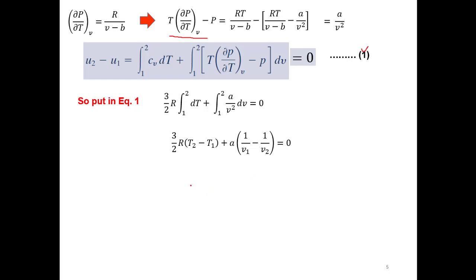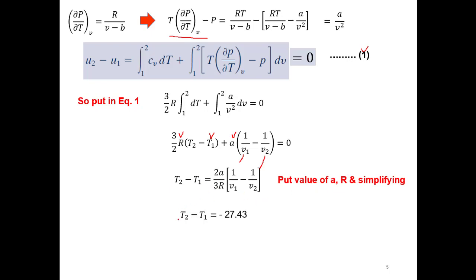So you can see from here, we know the initial volume. Initial volume was equal to 0.2, and the final volume when the partition was removed was equal to 0.4 cubic meter. And a is a constant. We know a is given. R is a constant, and we know the initial temperature. So we can calculate the unknown. So if we put all the values, we'll get this value. So the change in temperature between the two states is minus 27.43.